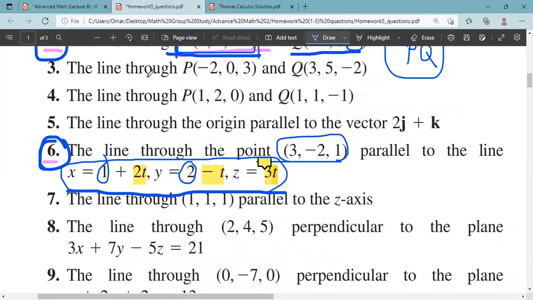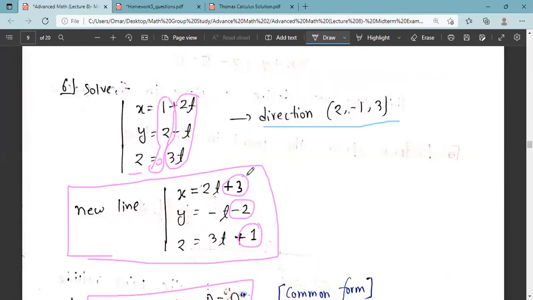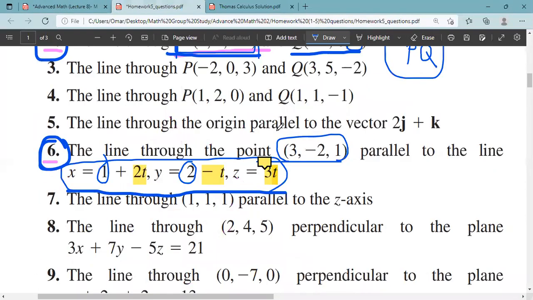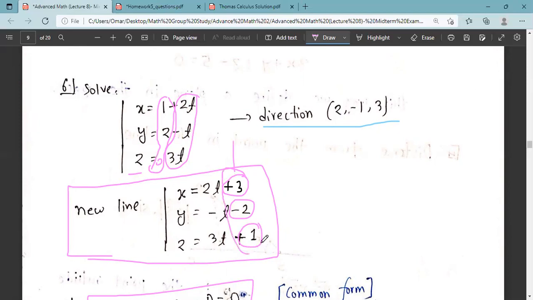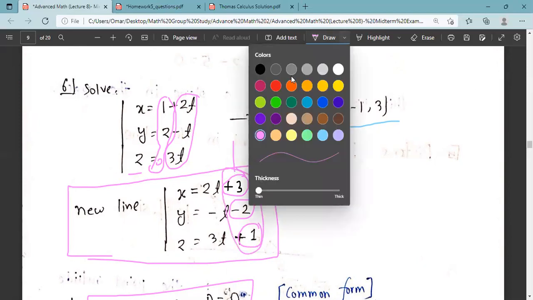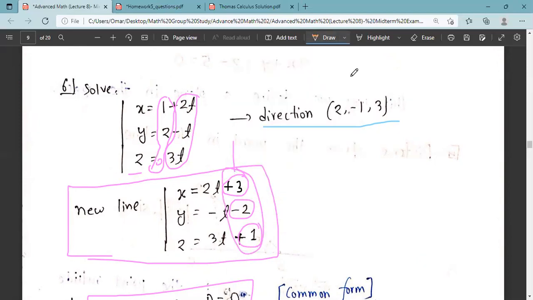This was here. So for the new line, the line our question asks us to find, our intercepts will be this point, right? 3, minus 2, and 1. So that's why I have written here 3, minus 2, and 1. Okay, can you understand?